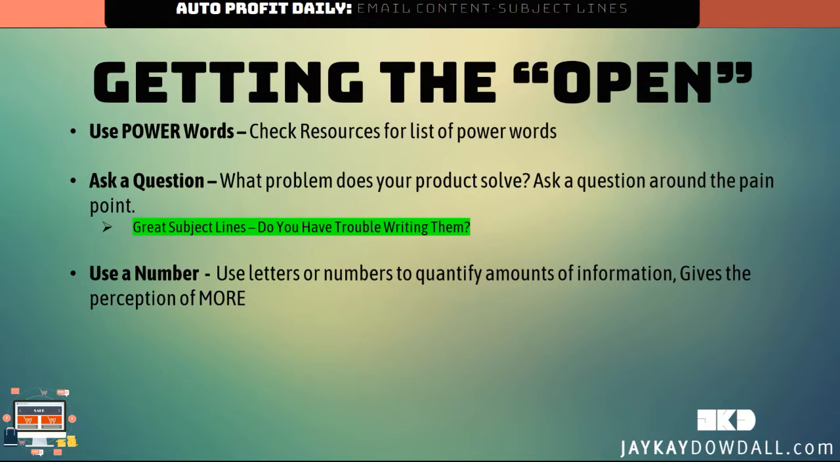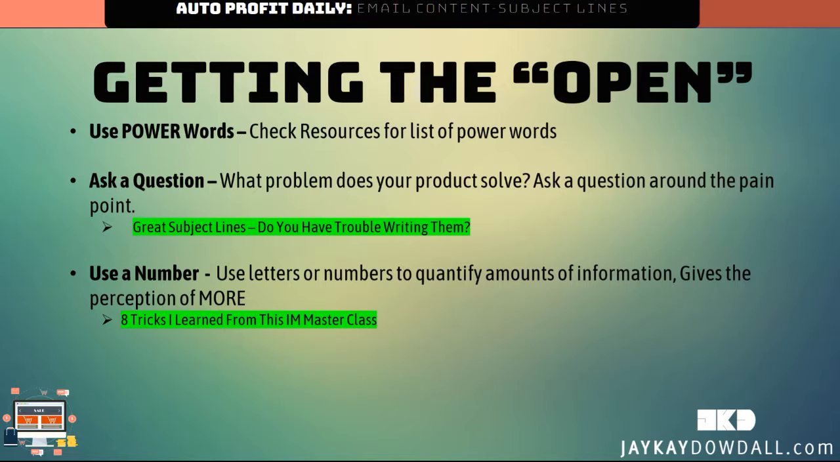Next up, whenever possible, you want to use a number. So you can use letters or numbers to quantify amounts of information. It gives the perception of more stuff. So 8 tricks that I learned from this IM masterclass. That's a subject line that I've used in the past and got a huge amount of open rates. I talked about a masterclass, which is something that sounds exciting and different, but also 8 tricks. 8 tricks is a lot. That's a lot of content that you're going to be expecting to see when you open up that email. So if I just said tricks I learned from this IM masterclass, wouldn't have got as high of an open rate.